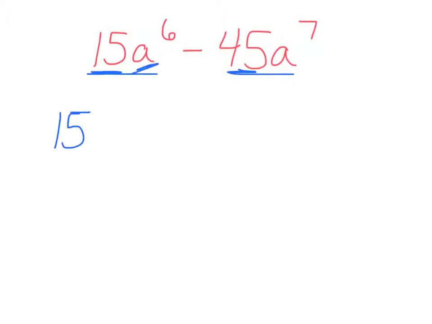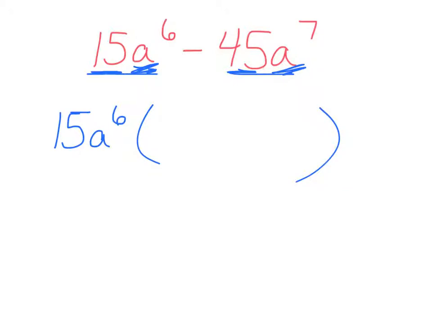And then a to the 6th and a to the 7th, you have to find what they both have in common, so take the lower amount. So they both have at least a to the 6th, so I'm going to divide that out. So I'm going to divide a 15 and an a to the 6 out of it. So I'm going to rewrite it with parentheses. I don't know if you've done the distributive property before.